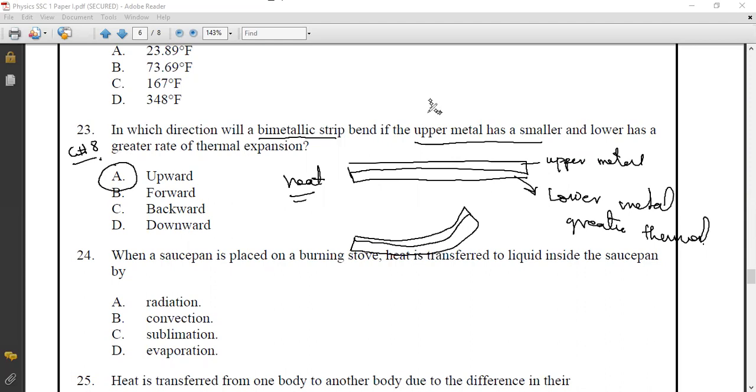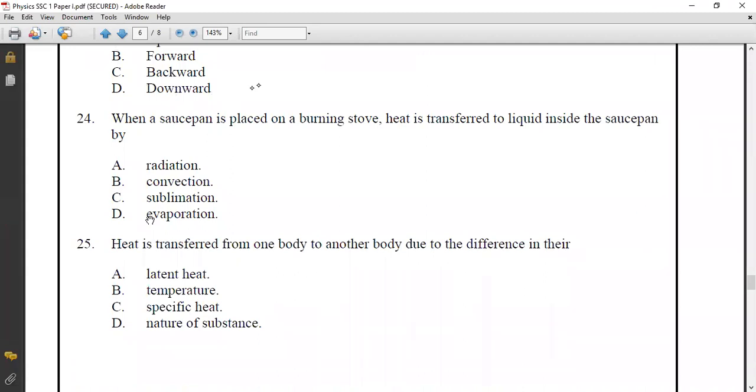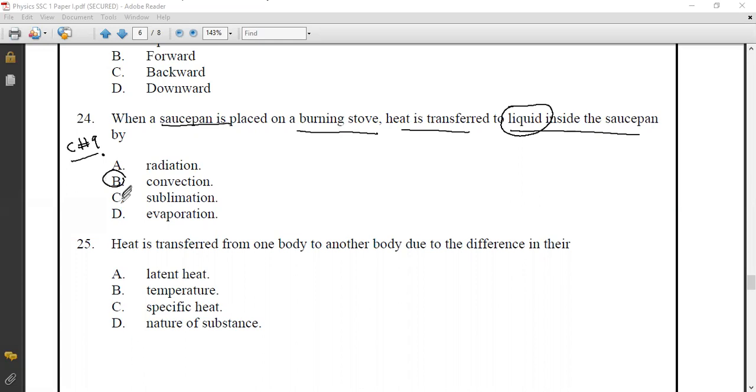So let's come to the next question. We have question number 24 and 25. In question number 24, when a saucepan is placed on a burning stove, heat is transferred to the liquid inside the saucepan. So in this question, we are asked about the mode of transfer of heat, which is from our chapter number 9, transfer of heat. As we know, the mode of transfer of heat through liquids is known as convection. So the correct option is option B.